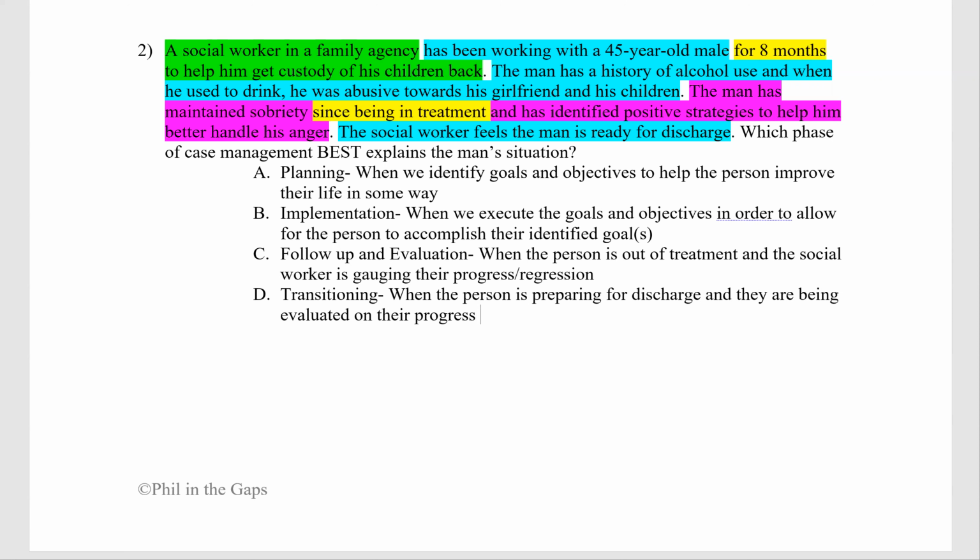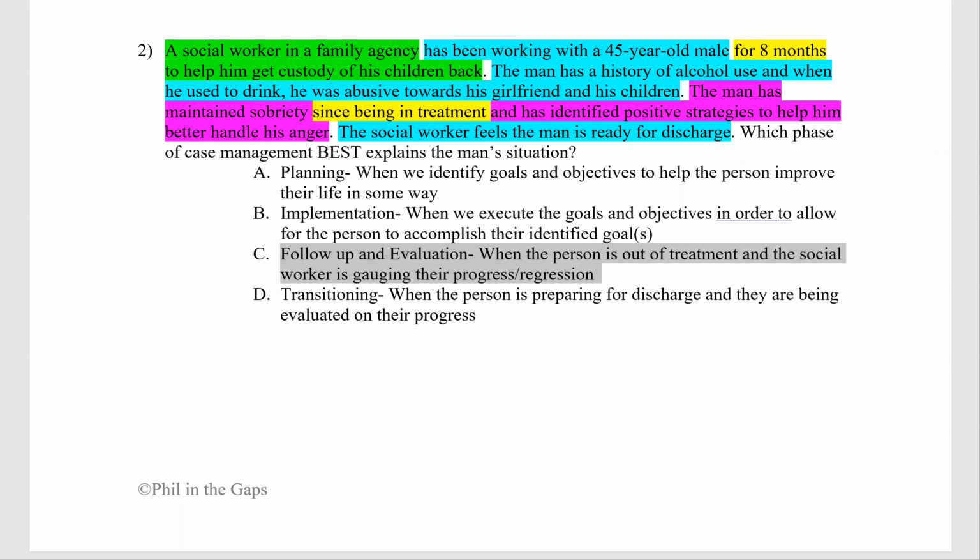So let's look back at the question to see what we're looking at in particular. Quick review: social worker, family agency, 45-year-old male, past 8 months, any length of time, hop on top of it because it helps paint the picture of what we're looking at. He engaged in services to help get custody of his children back. He has a history of alcohol use. When he used to drink, he was abusive towards his girlfriend and children. The man has maintained sobriety since being in treatment for the past 8 months. He's identified positive strategies to help him better handle his anger, and we feel he's ready for discharge and haven't really discussed it with him. So keep that in mind as we go through each answer choice.